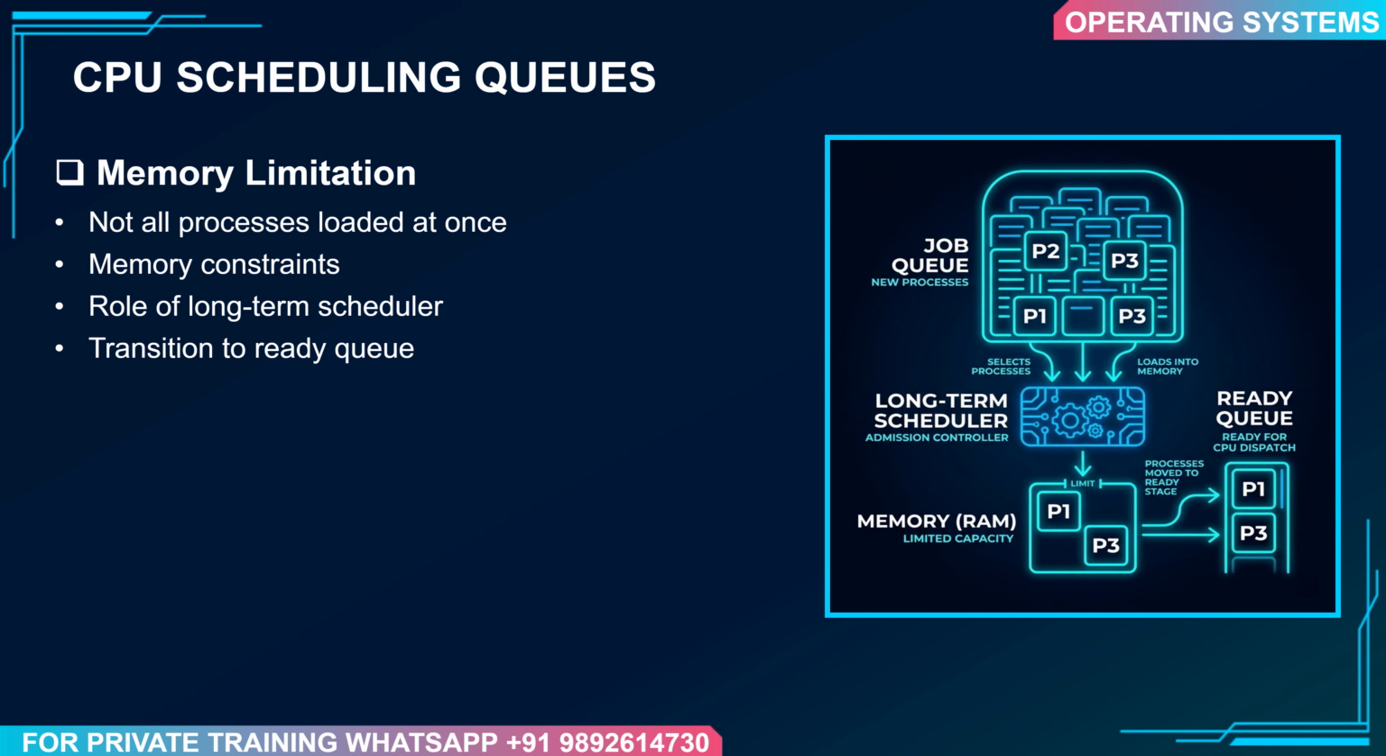Now, here's something important. Not all processes from the job queue can immediately enter the CPU for execution. Why? Because memory is limited. The OS cannot load every process into memory at once. This is where earlier concepts like process states and schedulers come into play. The long term scheduler selects processes from the job queue and loads them into memory. Once that happens, those processes move to the next stage, which is the ready queue.